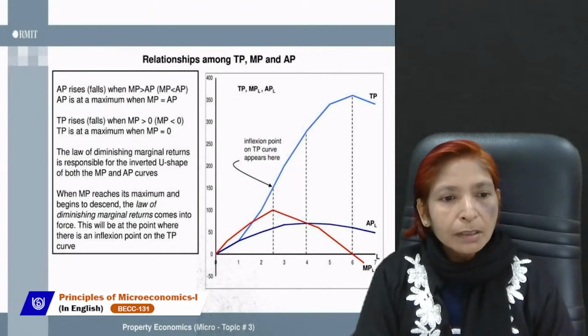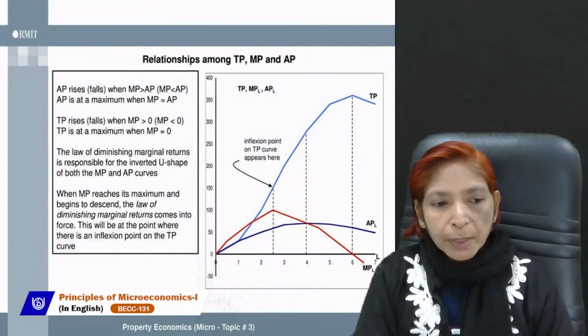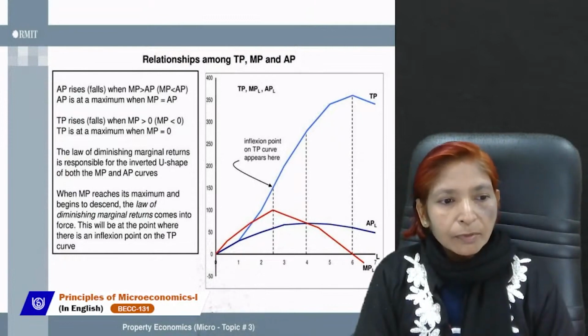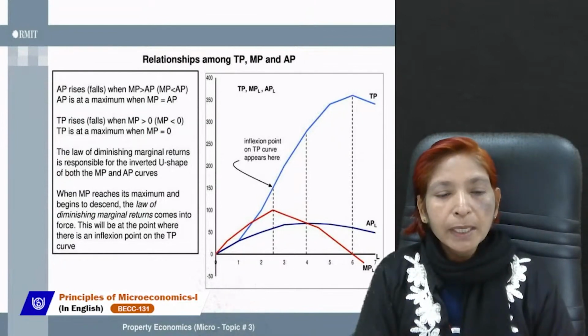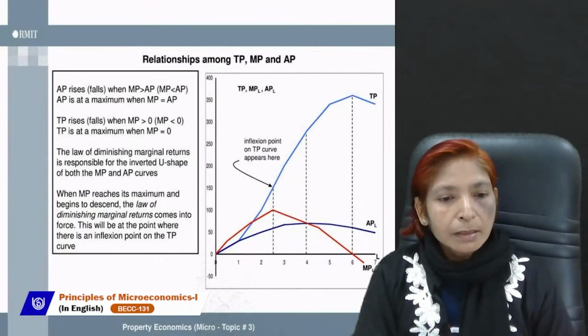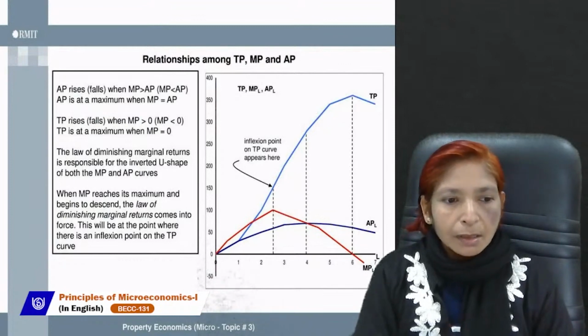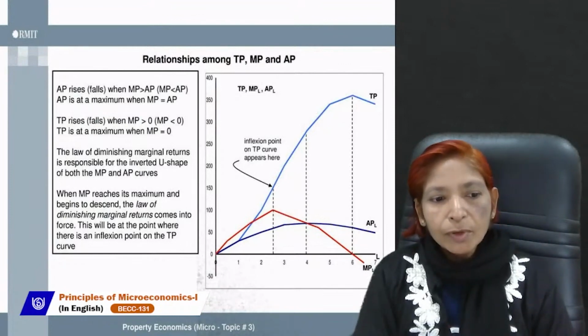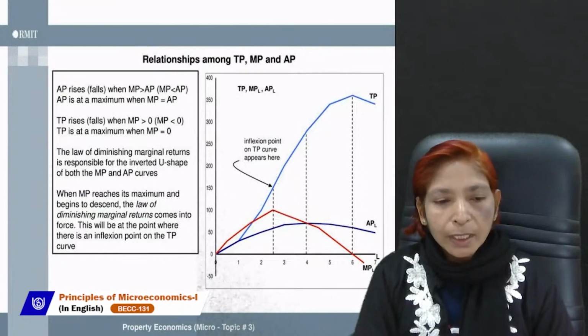The law of diminishing marginal returns is responsible for the inverted U shape, or reversed U shape, of both the MP and AP curves. When MP reaches its maximum and begins to descend, the law of diminishing marginal returns comes into force. This will be at the point where the inflection point is showing here on the TP curve.